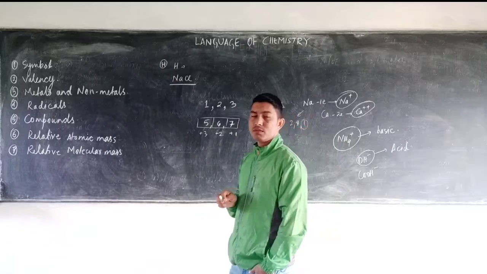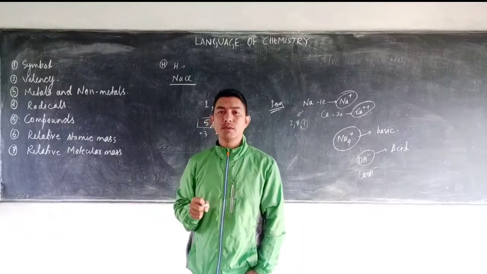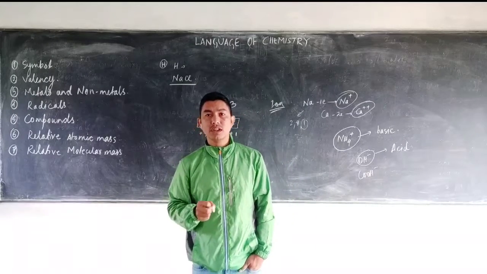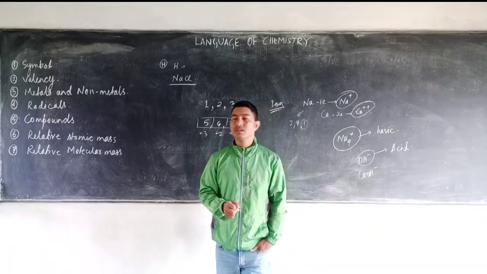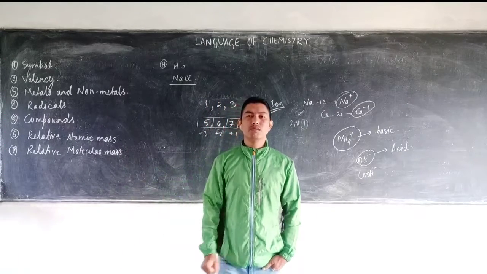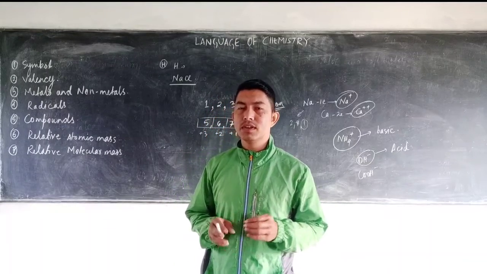So now it must be clear what radicals are. The radicals are atoms or a group of atoms of the same element or from different elements which act as a single unit with either a positive charge or a negative charge. Compound we have already discussed. The compound is a substance which is formed by the combination of more than one kind of element mixed in a fixed proportion.